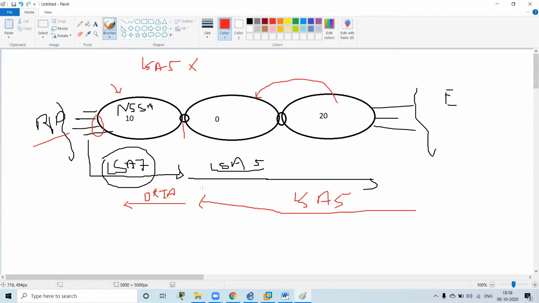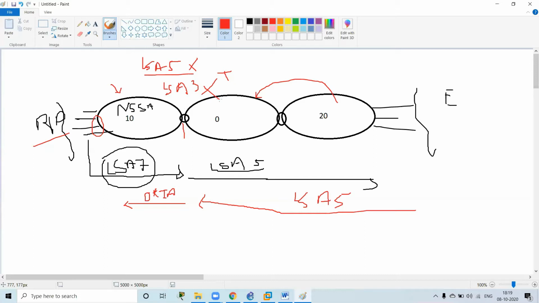Then we have totally NSSA. As you know, what my totally stub was doing, my totally stub was removing the OIA routes also, that is LSA 3 also. Now here only the LSA 5s are removed. LSA 3s are still there. So my totally NSSA will remove this LSA 3 also, that is my OIA routes.